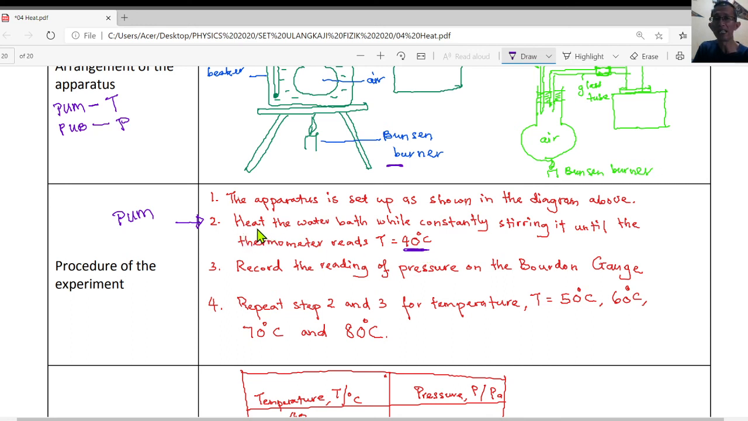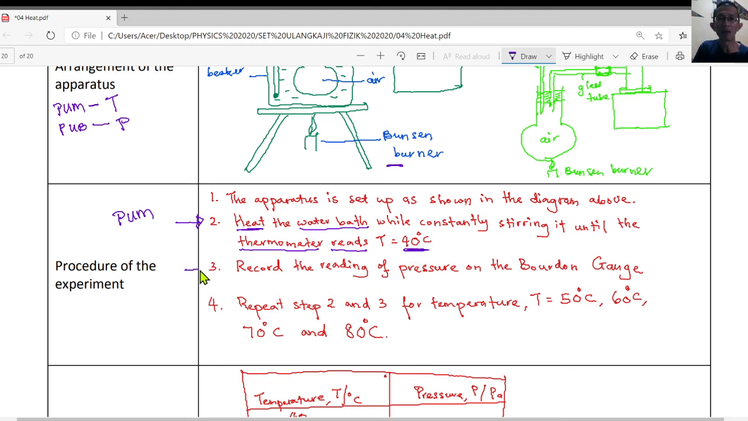But how are you going to write this in the procedure? I can say heat the water bath, while constantly stirring it, until the thermometer reads 40 degrees Celsius. My verbs here would be heat and then read. Read what? Read the thermometer. Heat what? Heat the water bath. That's how I control my manipulated variable. I start with temperature equals 40.